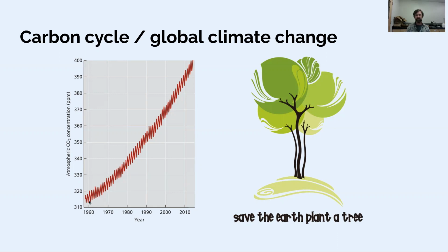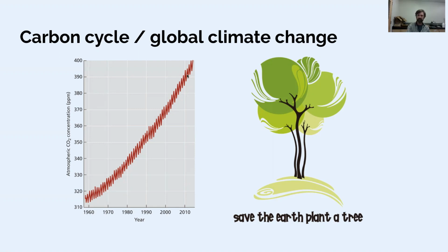So this graph, very familiar to you, I imagine by now, shows the global atmospheric carbon dioxide as a really crazy increase over the last 100 years. The time that we've been using fossil fuels since the Industrial Revolution. So people figured out how to turn these fossil fuels into energy. They power our cars, they power our electricity, all kinds of stuff.